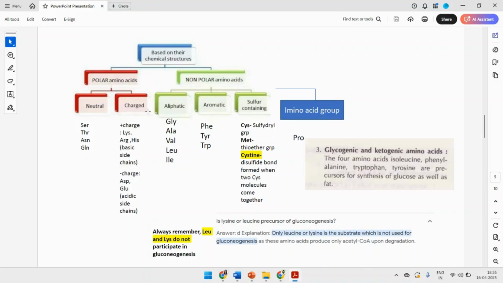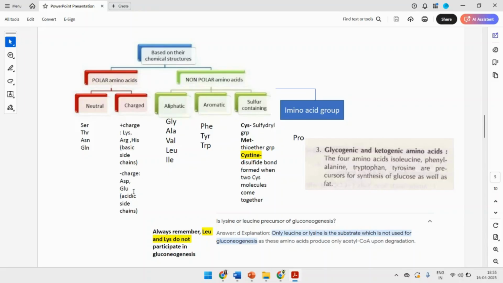Then you have your charged amino acids. On the basis of charge, we divide them into positively charged and negatively charged amino acids. Positively charged are, for example, lysine, arginine, and histidine. These are your positively charged amino acids which have basic side chains. And negatively charged ones are your aspartate and glutamate.